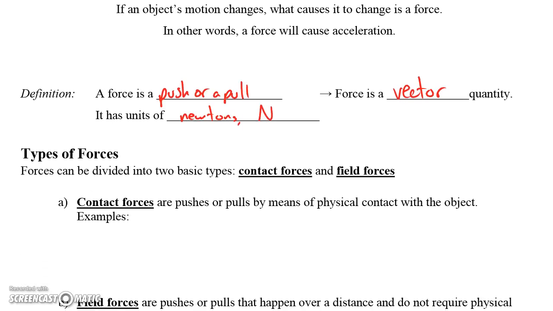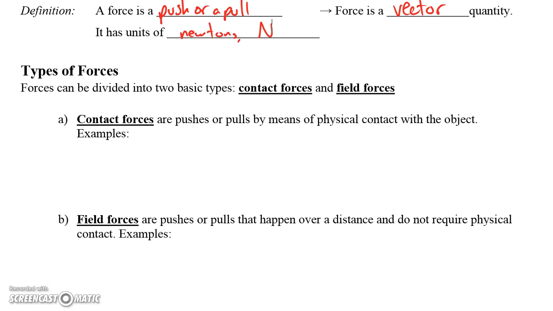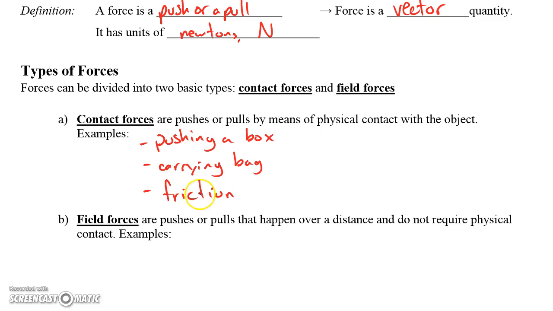There are two big categories of forces: contact forces and field forces. We're way more familiar with contact forces in our everyday life because that's anything that has physical contact. So if you're pushing something, say a box, or carrying your bag, anything that involves physical contact. Friction, because that's just two things rubbing together, is a physical contact, so it is a contact force.